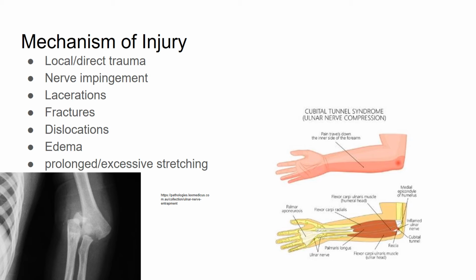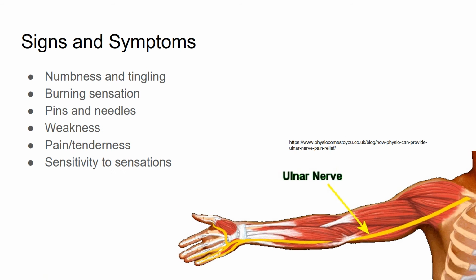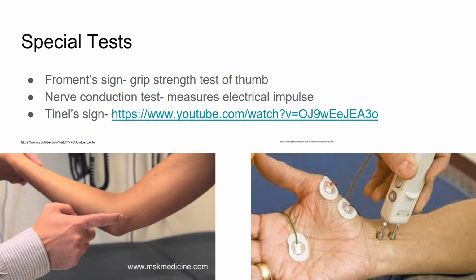Mechanisms of injury for these conditions can be direct trauma, nerve impingement, lacerations causing nerve damage, fractures, dislocations, edema, and prolonged or excessive stretching. The signs and symptoms associated with these conditions are numbness and tingling, burning, pins and needles, weakness, pain or tenderness, and sensitivity to sensation like hot and cold.